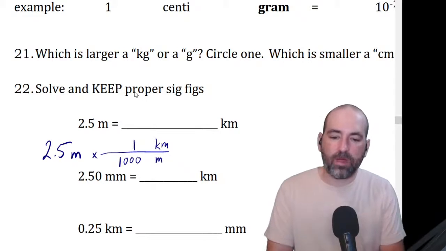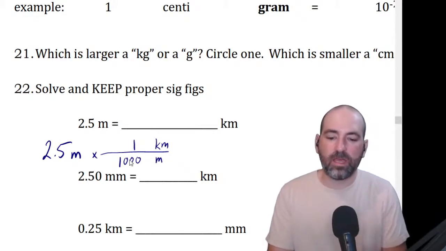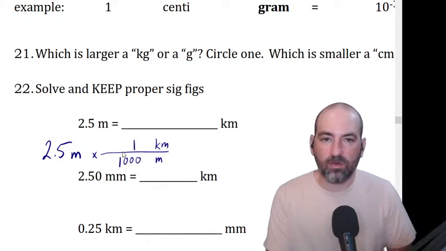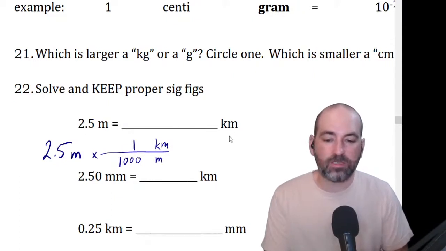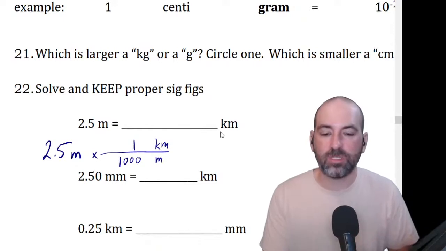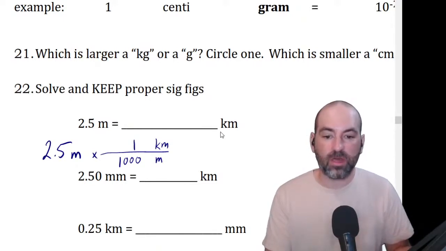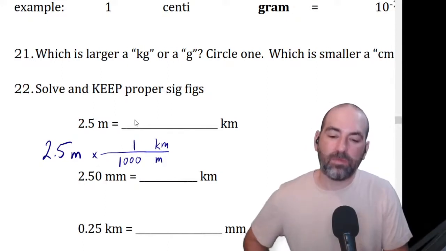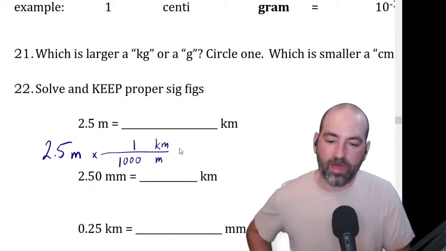When we say keep proper sig figs here, what this is really saying is make sure that your answer has the same number of significant digits or significant figures as the number you started with. So if we start with 2.5 meters, we want to make sure our answer also has two significant figures because we want to carry that measurement precision forward. We want to make sure we're still having the same amount of measurement precision. And so that number would then be 2.5 divided by 1,000.